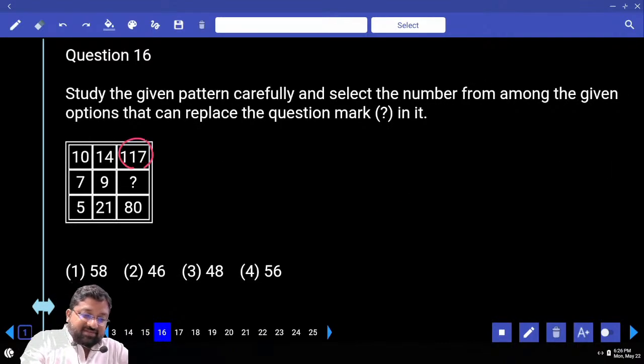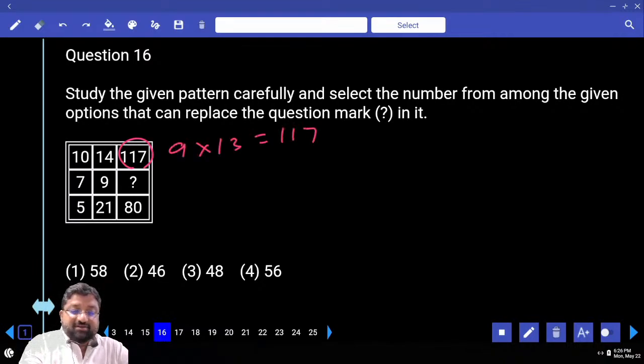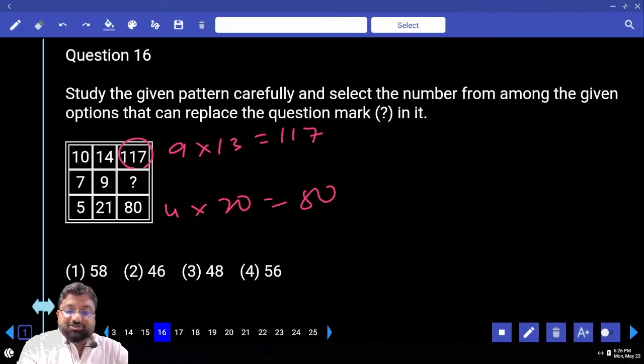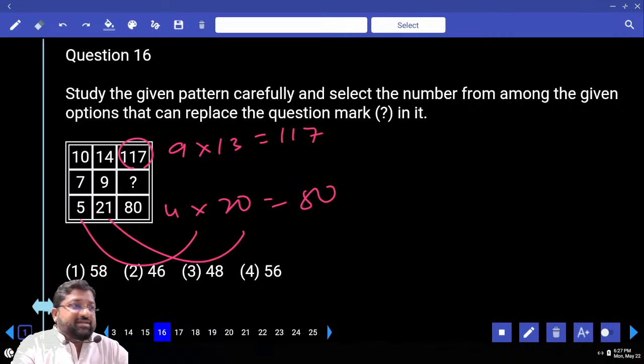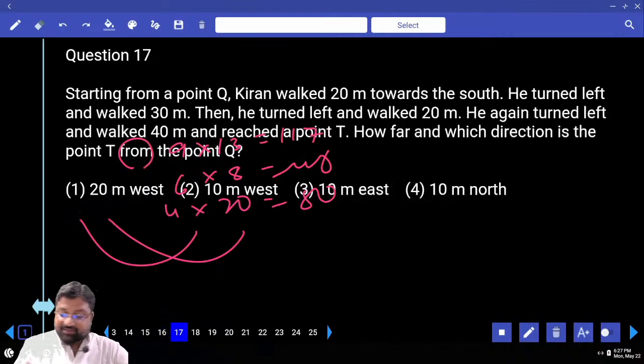Ma, looking at 117, what's your observation? Is it a multiple of any number? 13 into 9. Can I say this is 9 into 13 equals 117? 10 became 9, 14 became 13. Similarly, 4 into 20 is equal to 80. 5 became 4, 21 became 20. Minus 1. 7 minus 1 is 6. 9 minus 1 is 8. What's the answer? 48.